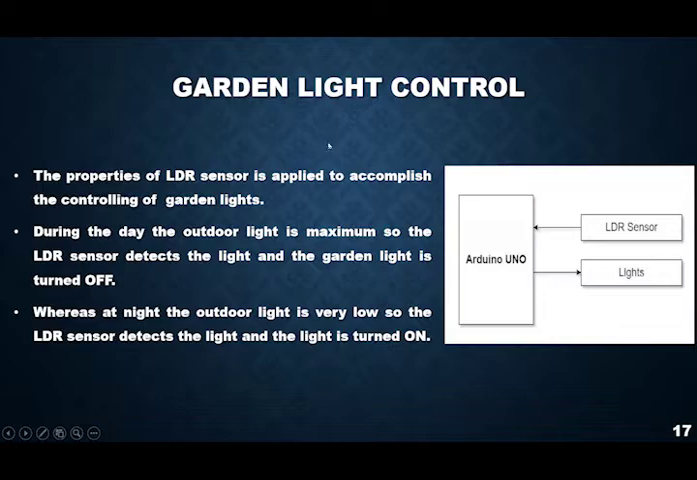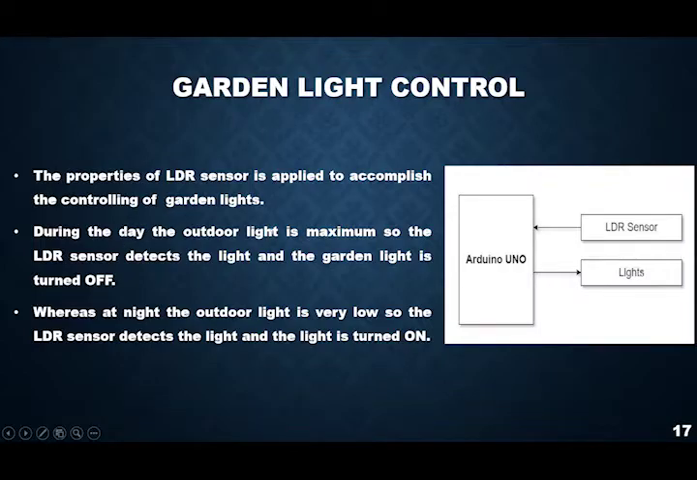So this is the basic block diagram. Arduino Uno is connected to the LDR sensor, and the garden lights are connected via the Arduino. Arduino Uno has an analog to digital converter block. So the properties of the LDR sensor are applied to accomplish the controlling of garden lights.